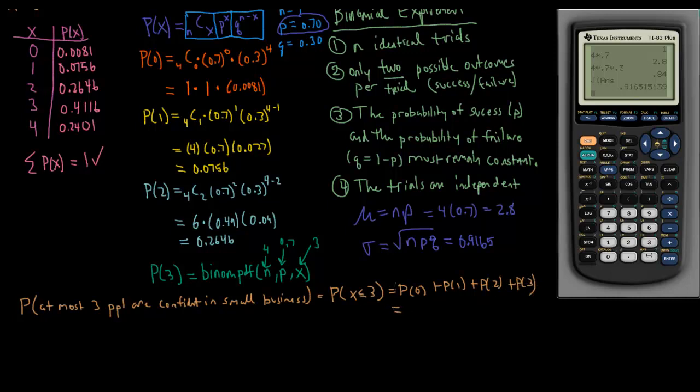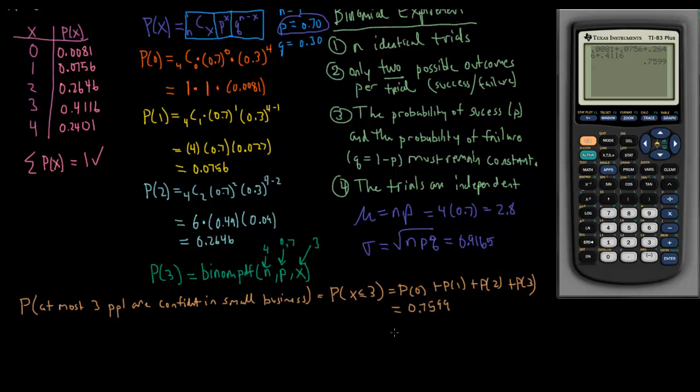So let's see. The nice thing about, again, these discrete distributions is that all you have to do is add these respective probabilities. So the probability of 0 is 0.0081 plus the probability of 1 is 0.0756 plus the probability of 2 we said was 0.2646 plus the probability of 3 is 0.4116. Okay, so 0.7599.